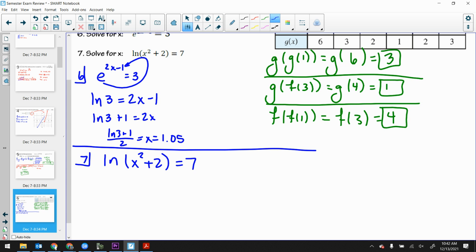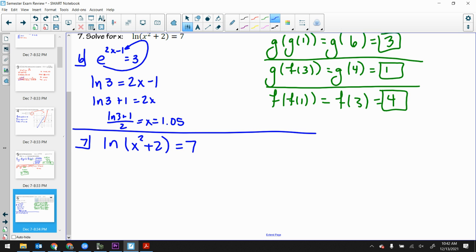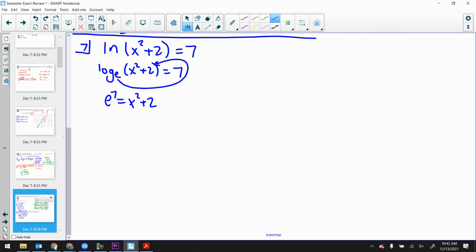All right, ln of x squared plus 2 is equal to 7. So this is a log base e, right? I could rewrite it like this if I really wanted to. Log base e of x squared plus 2 is 7. e to the 7th is x squared plus 2. All right, e to the 7th minus 2 is equal to x squared.